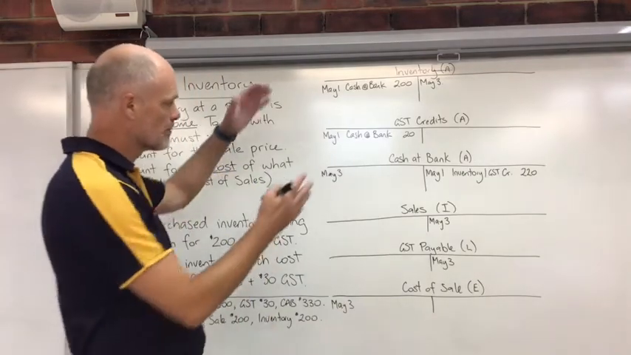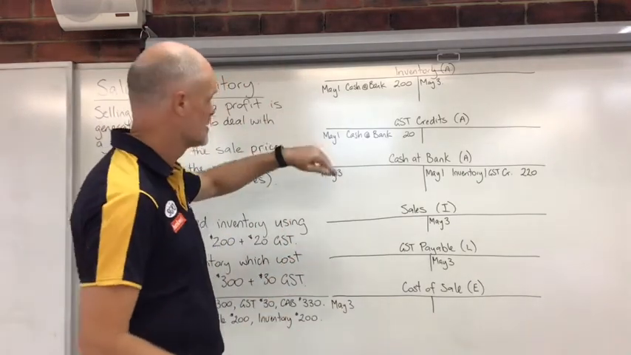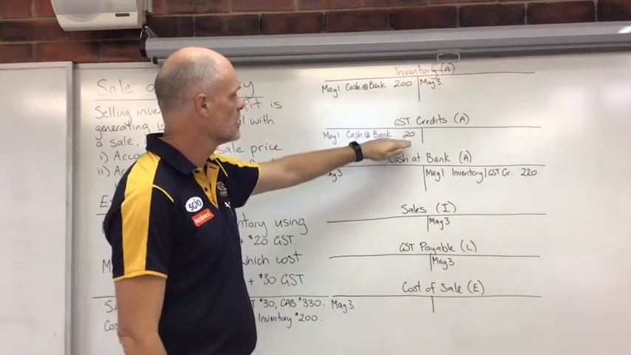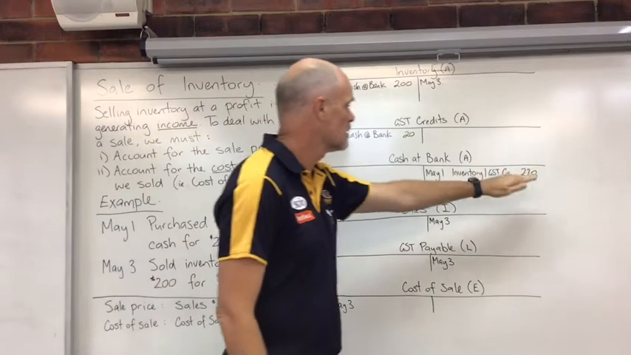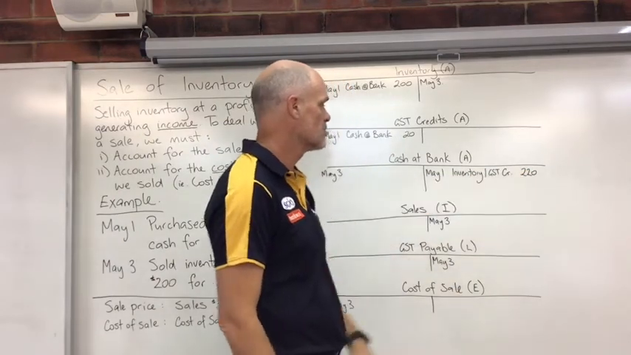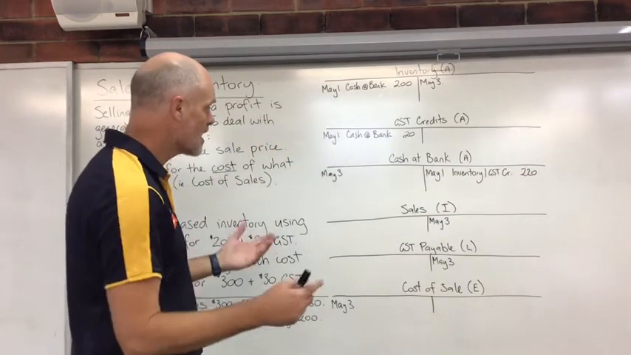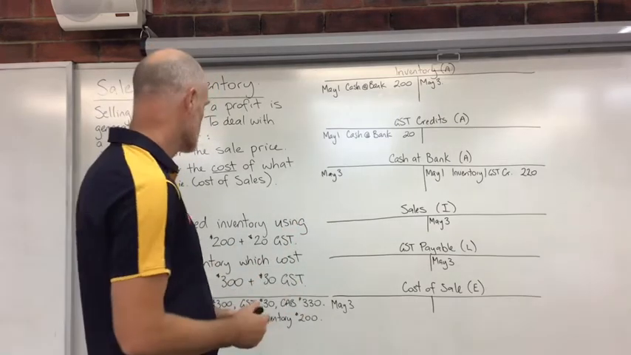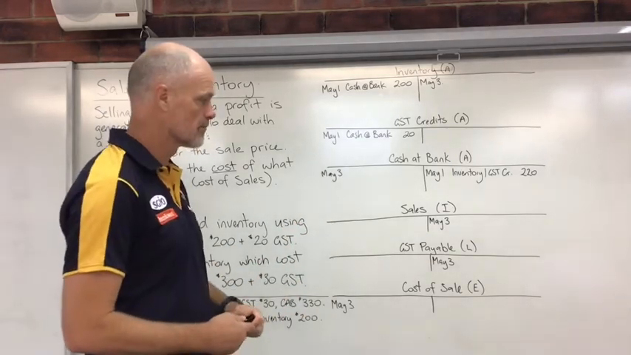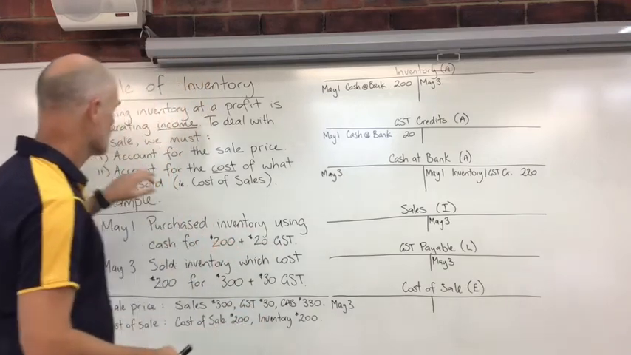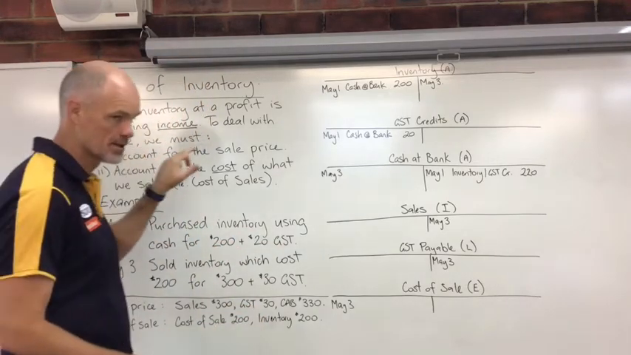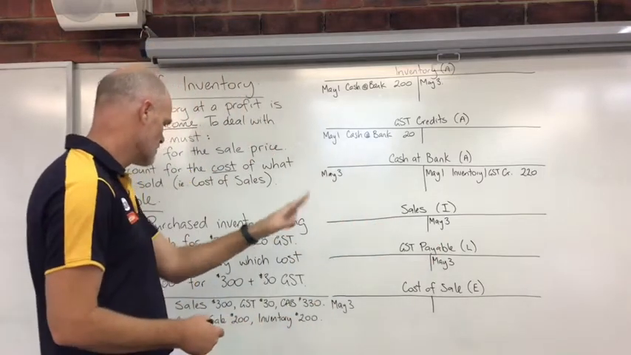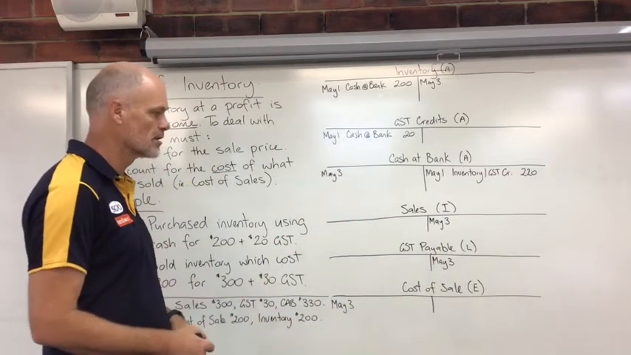So the accounting process, what you do in ledgers. I've already got up here the purchase, which we're well and truly aware of. Purchased inventory 200, GST credits 20, and cash at bank decreased by 220. So now we're looking at the May 3 transaction where we sold that inventory for $300. So firstly, we're going to account for the sale price. So that's the selling of the inventory for $300 plus $30 GST.